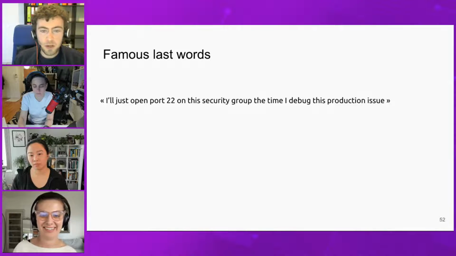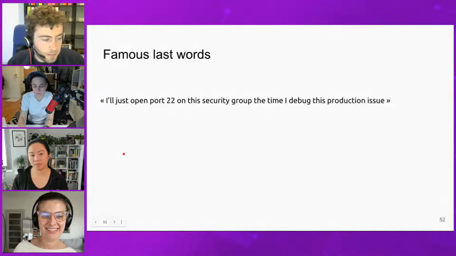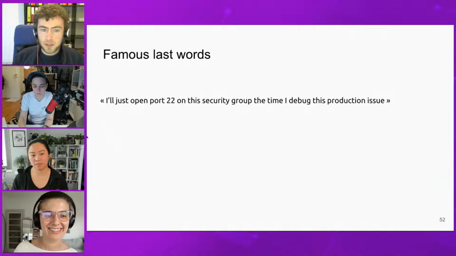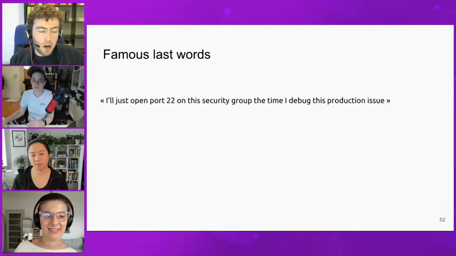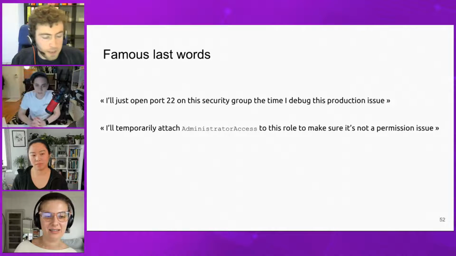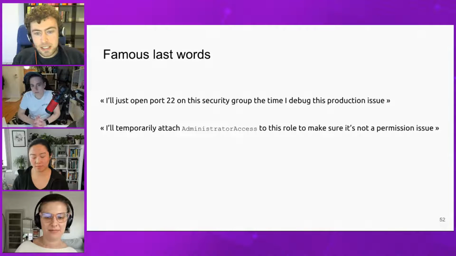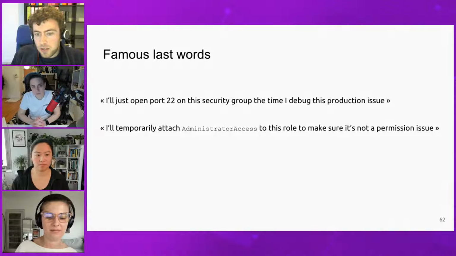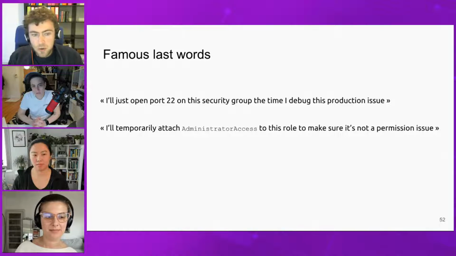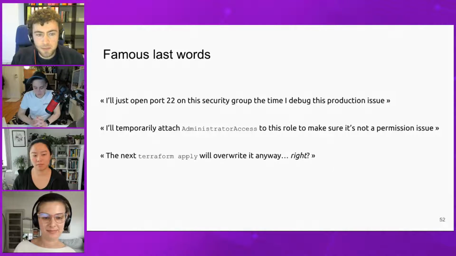and you want to debug a production issue. You're like, okay, I'll just open up port 22 on this security group just to make sure that I can access SSH just for 1 hour. Or maybe you have an application that hits a lot of permission denied issues, and you want to make sure it's not related to the IAM role, so you just attach temporarily administrator access.